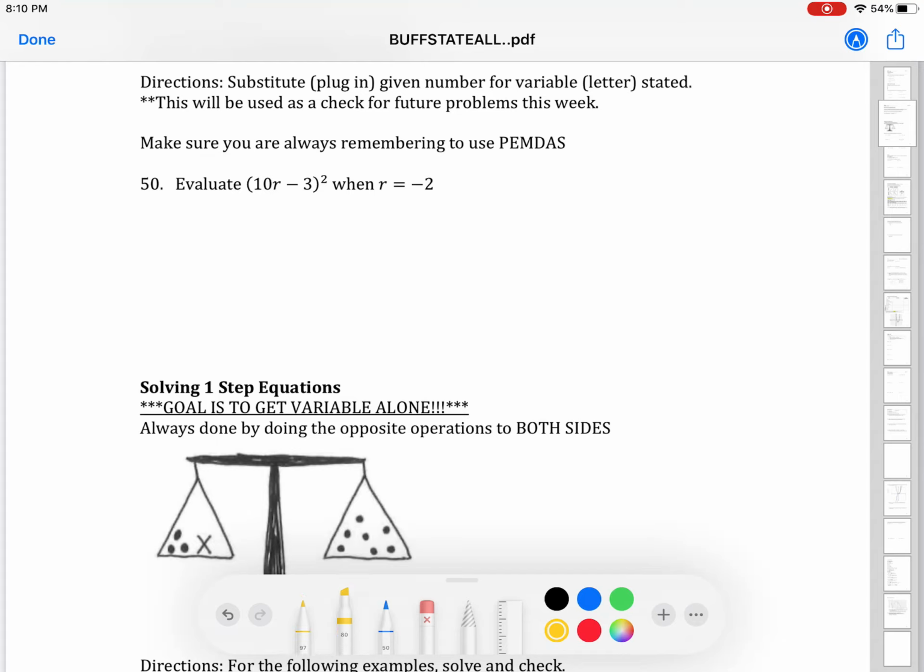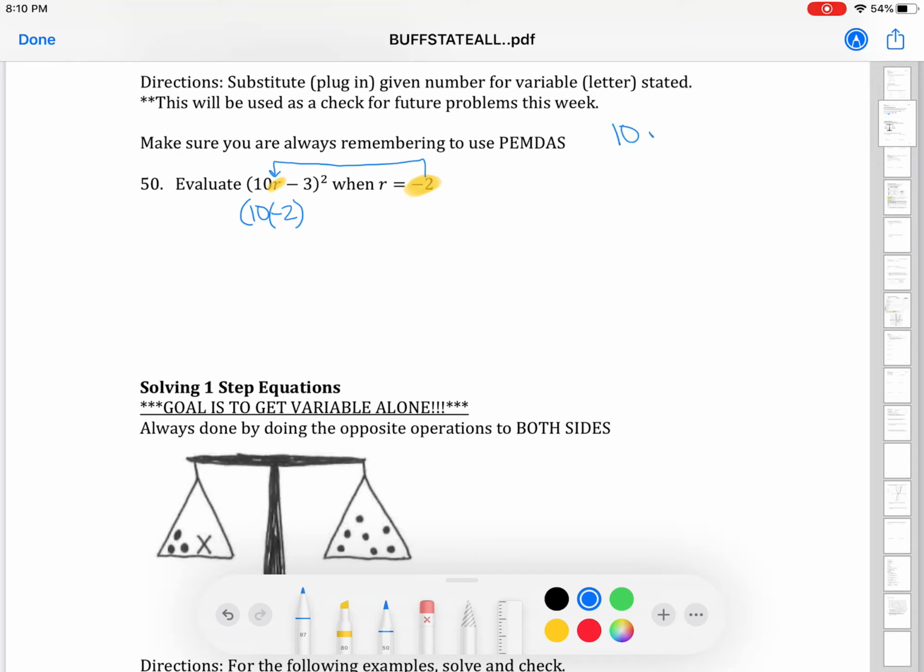So number 50 says to evaluate, in parentheses, 10r minus 3 all squared when r is equal to -2. So again, we're back to this, where an r value is given, there's an r in the expression. What you have to do is take that value and plug it in where you see an r. Everything else comes down. So the parentheses come down, the 10 comes down. In place of r, I'm going to plug it in with parentheses.